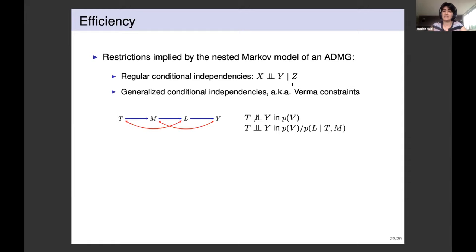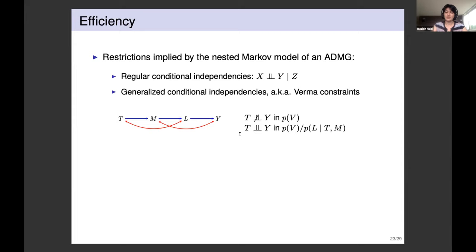Here, looking at this ADMG, if I use m-separation, I can see that the treatment T and the outcome Y are not going to be independent. There is no separating set between the treatment and the outcome. So in this graph, the treatment depends on the outcome Y. But if I intervene on the variable L, or in other words, if I divide the joint distribution by the conditional density of L given T and M, I obtain a post-intervention distribution where the treatment is going to be independent of the outcome Y. So this is what's called a Verma constraint. You can think of Verma constraints as basically regular conditional independences, but in a post-interventional distribution.